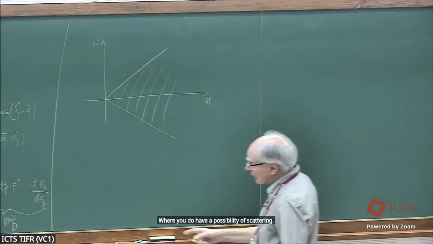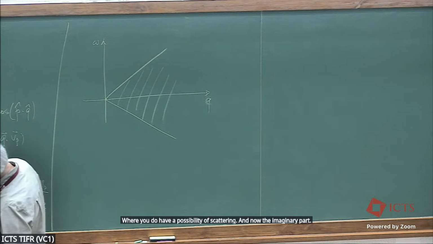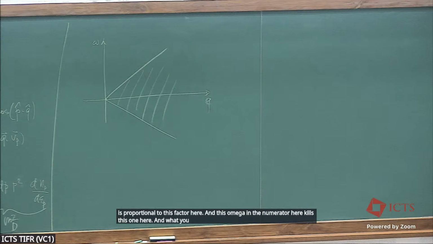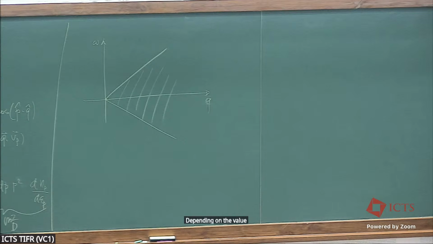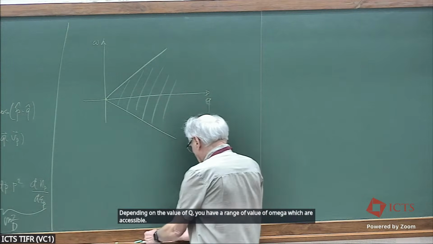And now the imaginary part is proportional to this factor here. And this omega in the numerator here kills this one here. What you end up with is a result which is finite, which involves a spectral function at omega equal to 0. Depending on the value of q, you have a range of values of omega which are accessible. Is that okay?